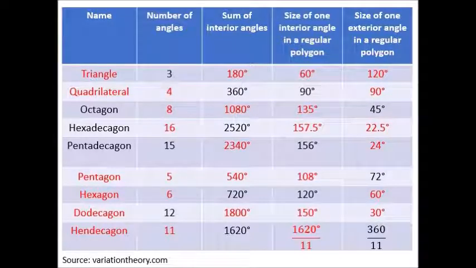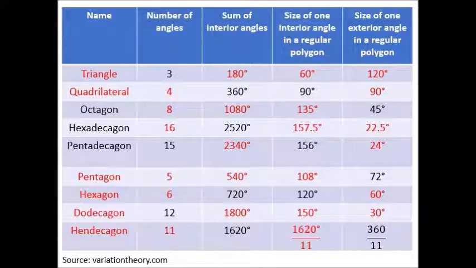For the next shape, 12-sided shapes are called dodecagons, which we covered briefly already. The size of one exterior angle in a dodecagon, we just divide 360 by 12 to get 30. The interior, therefore, 150, because they add up to make 180. The sum of the interior angles, 150 multiplied by 12, or 180 multiplied by 10.